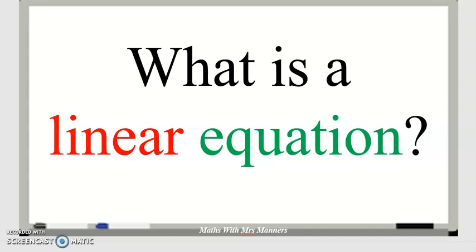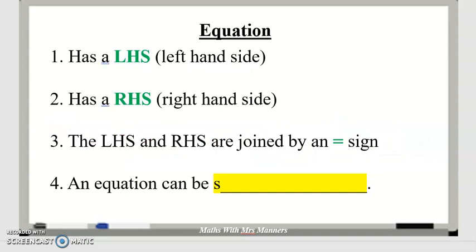This video is on what is a linear equation. So I've highlighted the two words that I'm hoping you will know the meaning of by the end of this video. So the first word we're going to look at is equation. An equation has a certain look. It has to have a left-hand side and it has to have a right-hand side, and the left-hand side and the right-hand side are joined by an equal sign. So if you see those three things, it's a very good chance it is an equation.